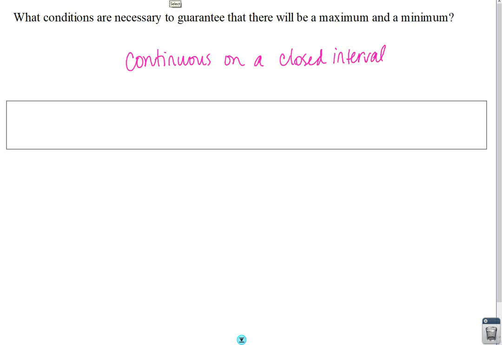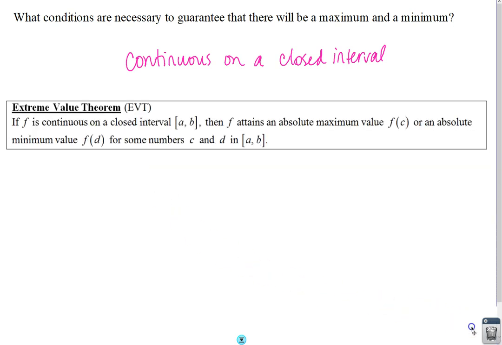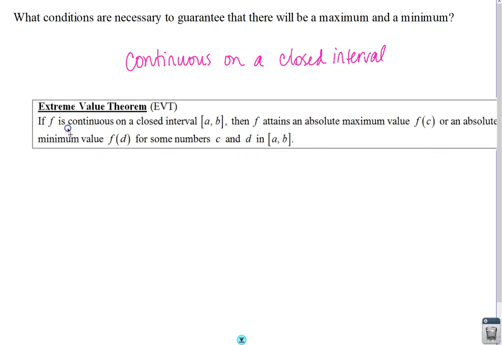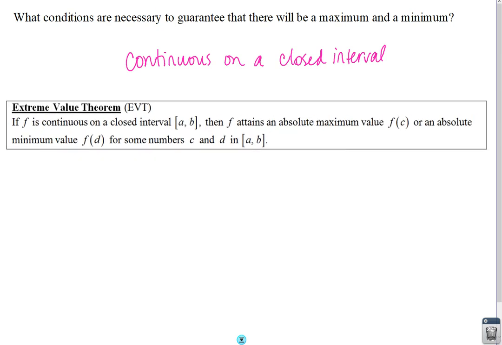This goes into our next value theorem. We've had a couple others in the past. This is what we call the extreme value theorem. If f is continuous on a closed interval, a to b, then f attains an absolute maximum value, f of c, or an absolute minimum value, f of d, for some numbers c and d within a and b. Now, a and b could be the same thing as c and d, because we know that we could have absolute minimums and maximums on our endpoints, but they don't have to be. What this theorem is stating is that as long as your function is both continuous and on a closed interval, then you have to have an absolute maximum and an absolute minimum value.